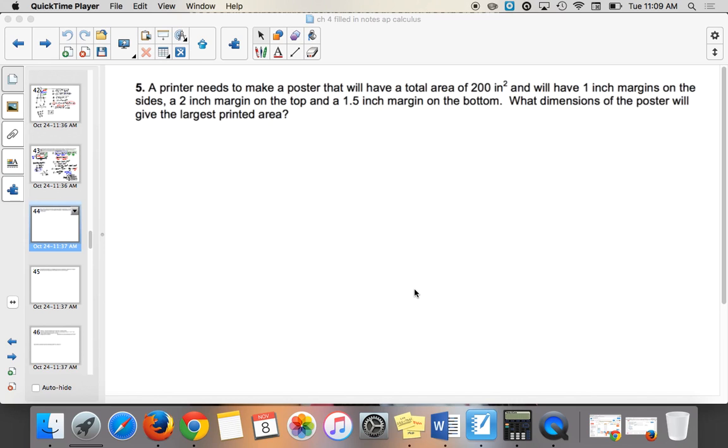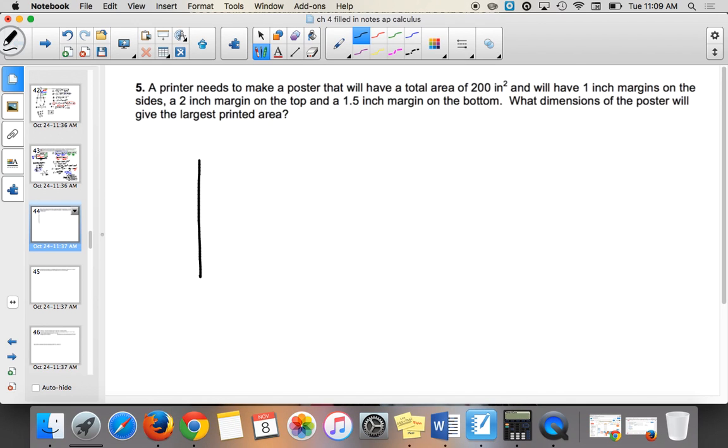So as we sketch this out, we have a rectangle. It didn't really say the print is 200 square inches, so I think the poster is going to be a total area of 200 square inches. It will have a 1-inch margin on the two sides. It will have a 2-inch margin along the top and 1.5 along the bottom.